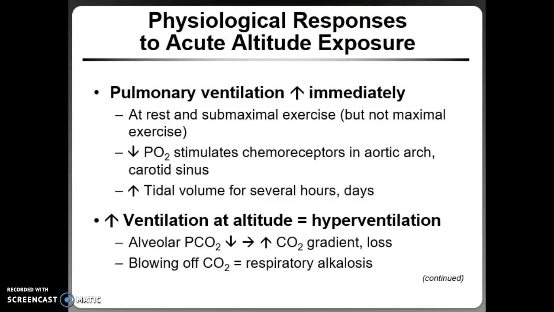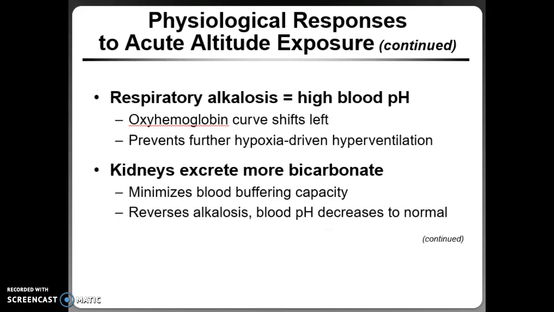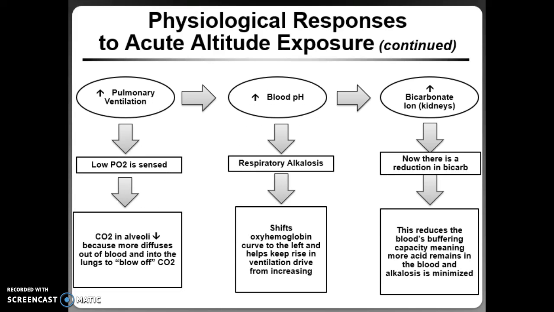So since we're not exercising, but our ventilation went up, we could get into a state of respiratory alkalosis. Okay, and due to this, we see the kidneys end up excreting more bicarbonate, so that way we can actually reverse this alkalosis. So increased ventilation increases our blood pH, okay, and that's going to cause more bicarbonate ions to be released from the kidneys. The increased ventilation is due to the low PO2.